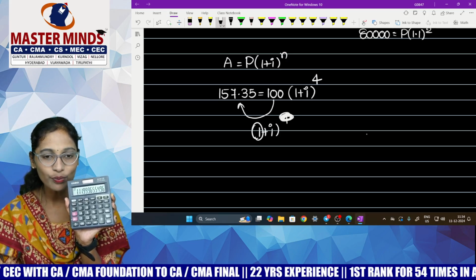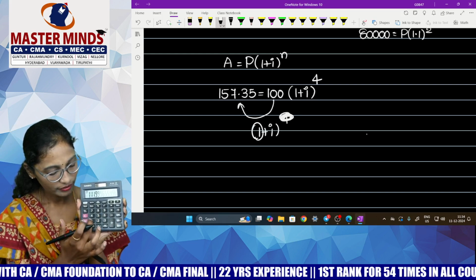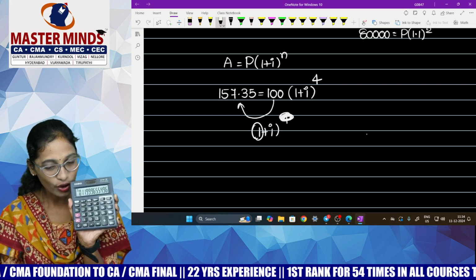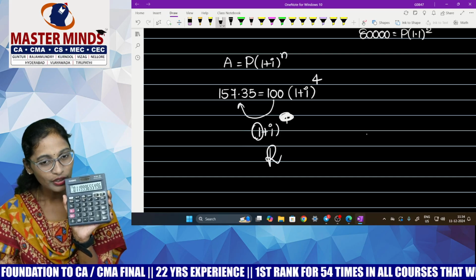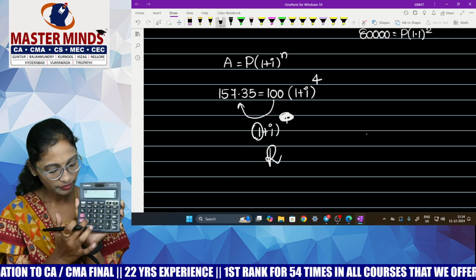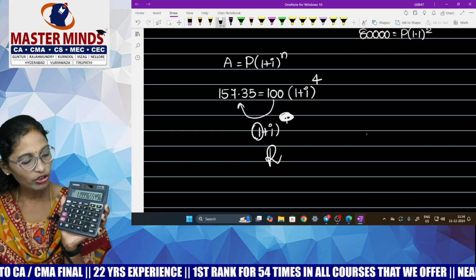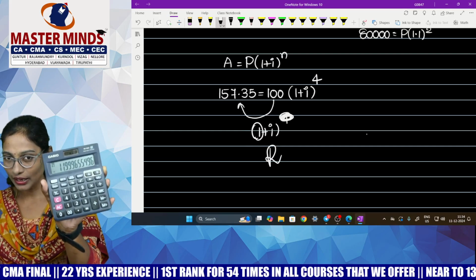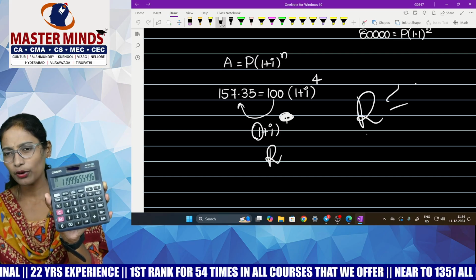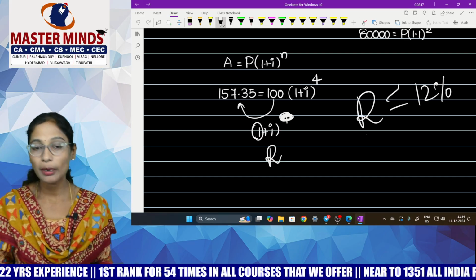I need I, so subtract 1. That is the value of I. I need R, so multiply it with 100. Tell me your answer. 11.999. How can I take it? R is approximately equal to 12%.